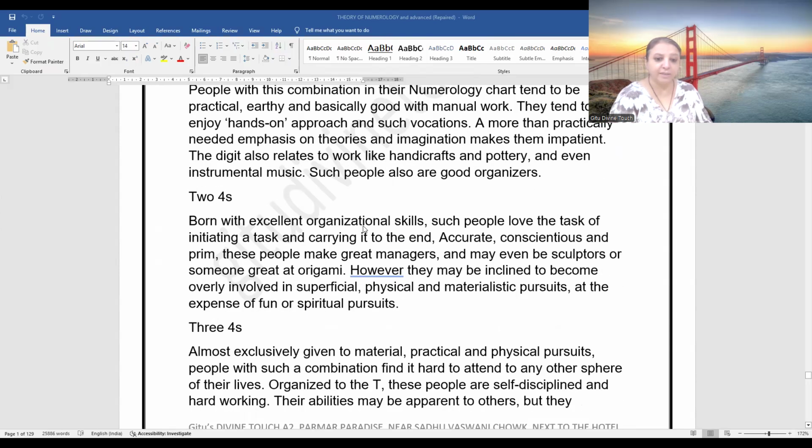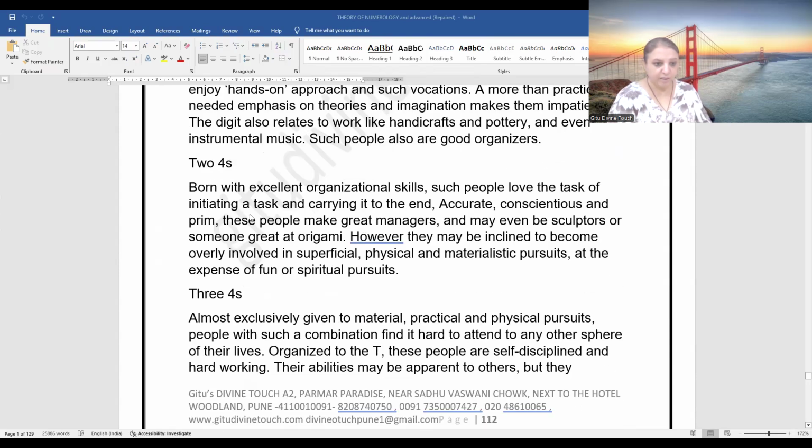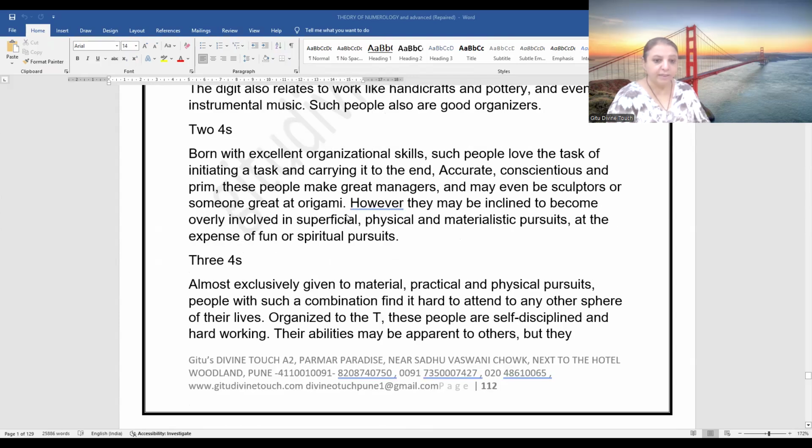2 4s, born with excellent organizational skills, such people love the task of initiating a task and carrying it to the end. Accurate, conscientious and prim. These people make great managers and may even be sculptors or someone great at origami. However, they may be inclined to become overly involved in superficial physical and materialistic pursuits at the expense of fun and spiritual pursuits.